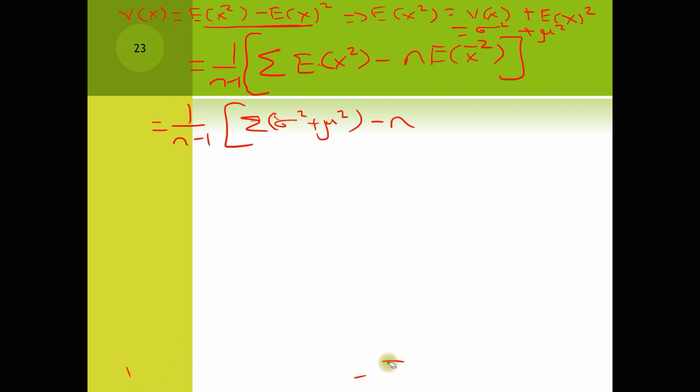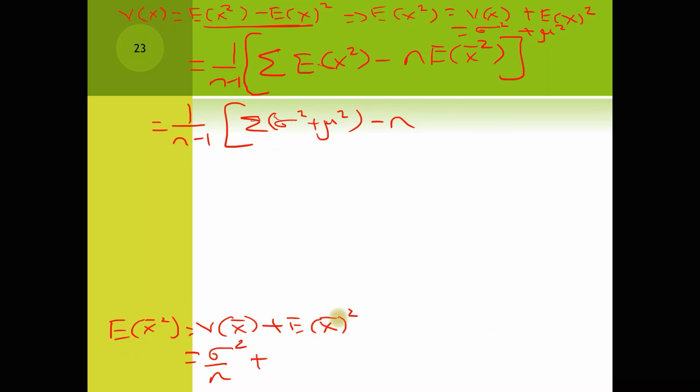Let me just write it a little bit above here. So the expected value of x bar squared is equal to the variance of x bar plus the expected value of x bar, squared. That's what it means, because we are just replacing x by x bar, that's all. And what is the variance of x bar? We learnt in the previous lecture on the central limit theorem that the variance of x bar is sigma squared over n. This is what we learnt earlier.